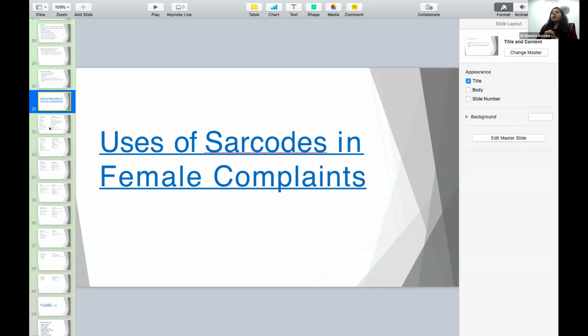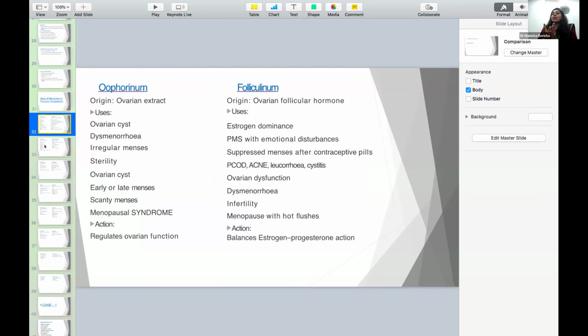Next one. Uses of SARCODES in female complaints, because it is mostly a hormonal treatment, so it is specifically used in female complaints. First one is Ovarinum, the ovarian extract, and it is used in ovarian cyst, dysmenorrhea, irregular menses, sterility, early or late menses or scanty menses. Menopausal, at the climacteric period, in pre- or perimenopause. Main action: it regulates ovarian functions.